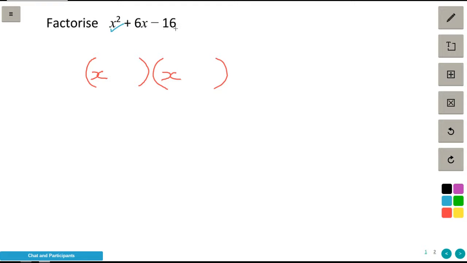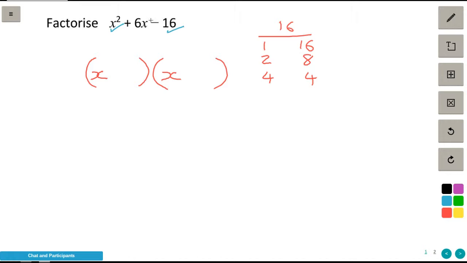Clue number 2 comes from the 16. So we need to have numbers in the end of each of these brackets that multiply together to make 16. So 1 and 16 will do it. 2 and 8 would work. And 4 and 4 would be our final combination. So it's going to be one of those pairs of numbers to go in here. That's all we're going to get out of this 16. So we'll call that clue done.